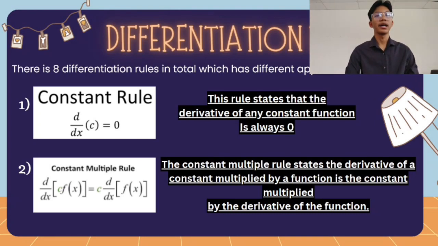Thank you, Daniel Haikal. And now I will explain about differentiation rules. There are 8 differentiation rules in total, which have different applications. First is the constant rule. This rule states that the derivative of any constant function is always 0. Second is the constant multiple rule. The constant multiple rule states the derivative of a constant multiplied by a function is the constant multiplied by the derivative of the function.